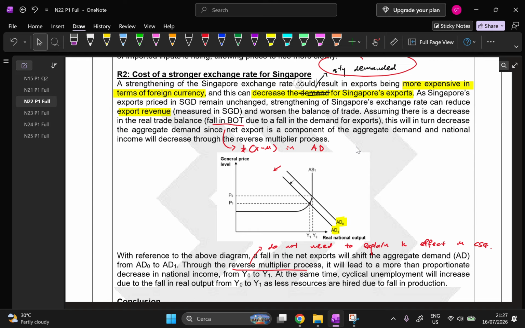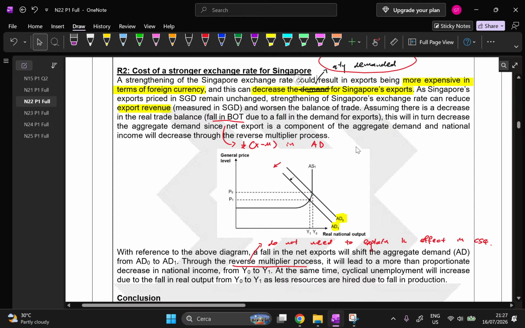Anyway, assuming that there's a decrease in the real trade balance, can you summon the Marshall-Lerner condition here? I have asked Mr. Yong Hong about this. His answer is that the Marshall-Lerner condition, because technically it applies to BOT, you can use it to argue that it worsens the balance of trade. So you can summon the MLC here even though the answer key hasn't. But you still, of course, need to talk about the fact that real trade balance alters what? It alters X minus M in AD.